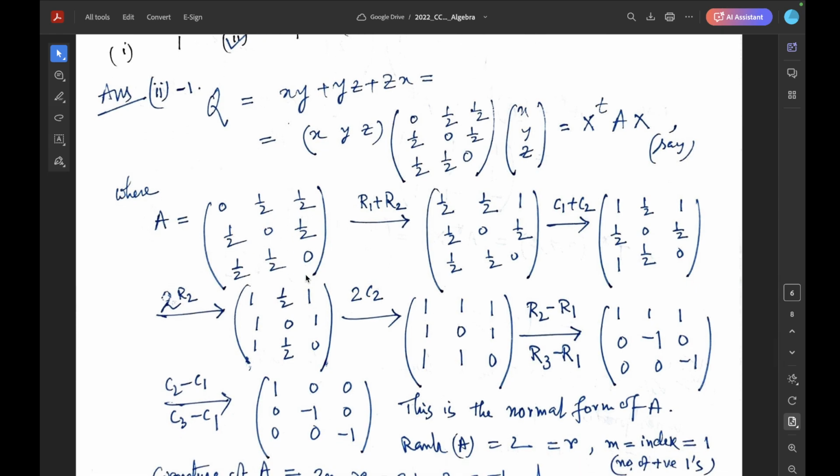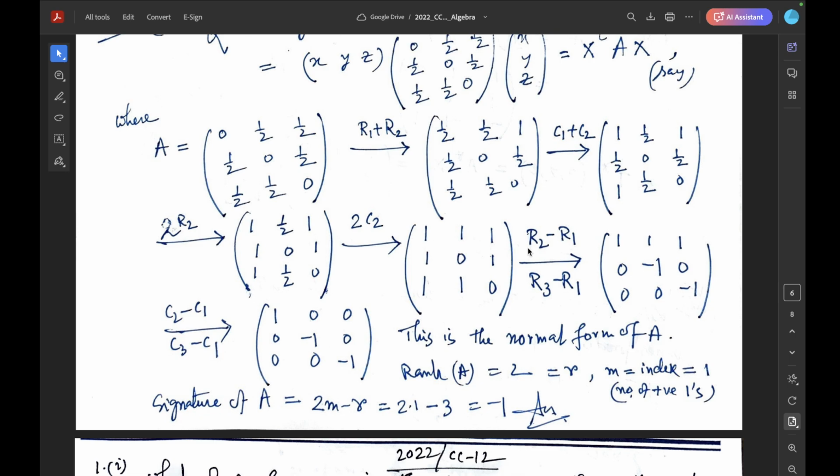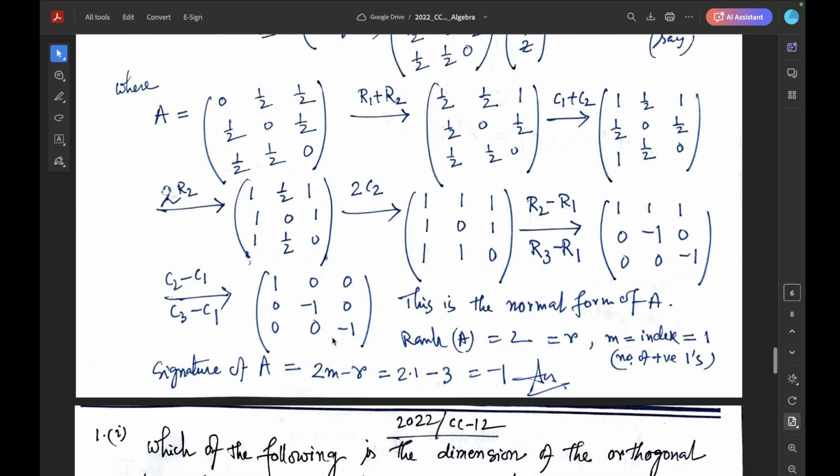Now we apply congruence operations to reduce it to the normal form of A. So first two operations: R1 plus R2, next C1 plus C2, next operation 2R2, 2C2. We get this. Next R2 minus R1, R3 minus R1. We get this matrix. And similar column operations C2 minus C1, C3 minus C1. Now we get this matrix. And this is the normal form of A.